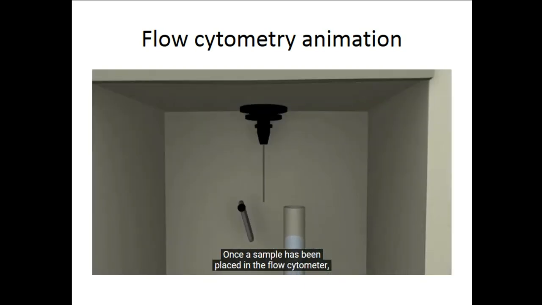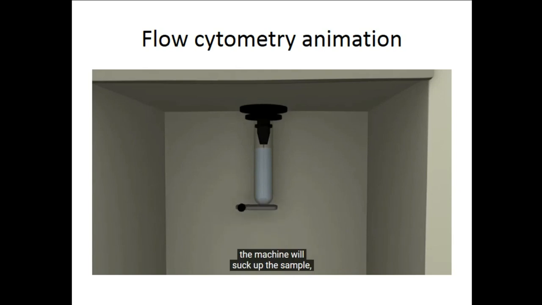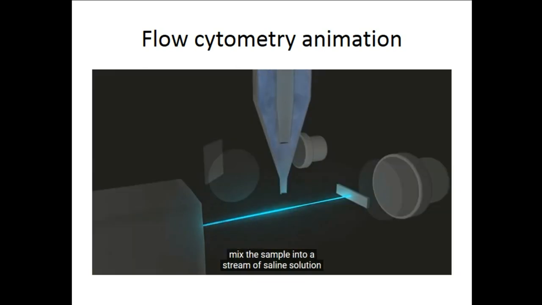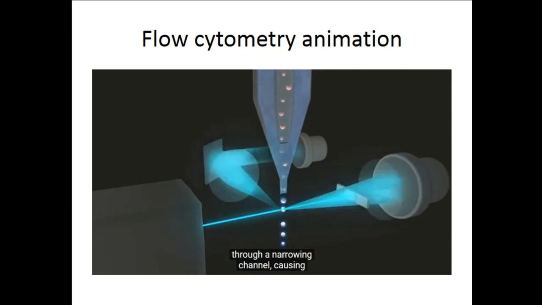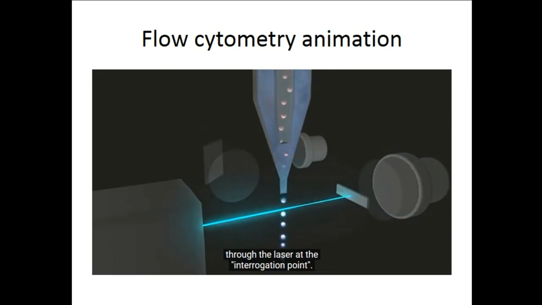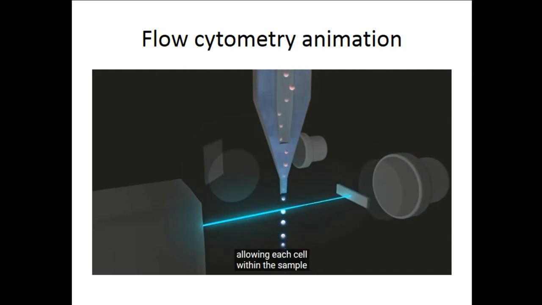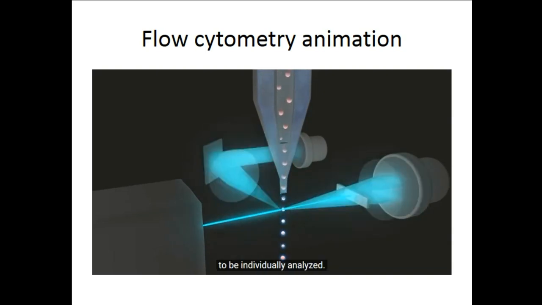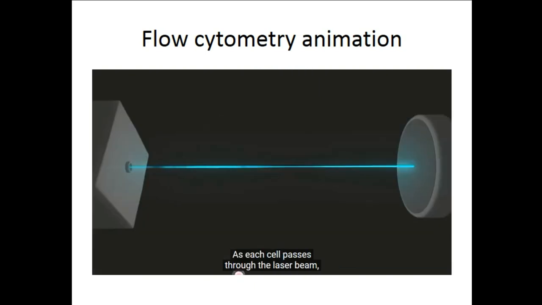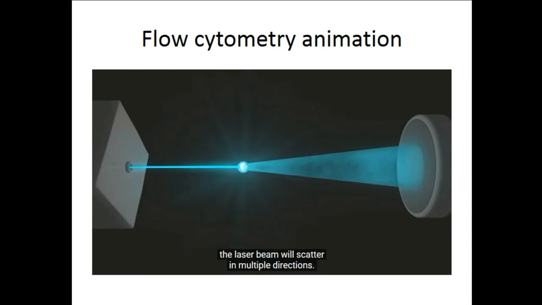Once a sample has been placed in the flow cytometer, the machine will suck up the sample, mix the sample into a stream of saline solution in the cytometer, and lead the cell suspension through a narrowing channel, causing the cells to form a single file line before the cells pass through the laser at the interrogation point. Each cell within the sample then moves across the laser beam, allowing each cell to be individually analyzed. As each cell passes through, the laser beam will scatter in multiple directions.